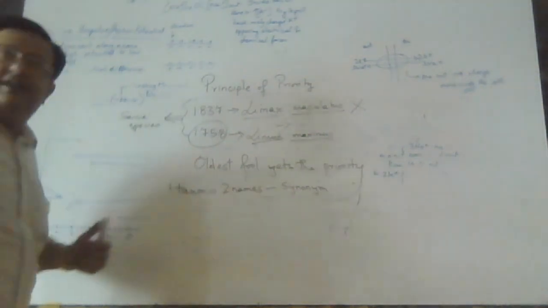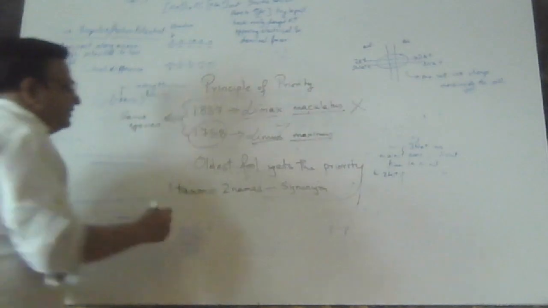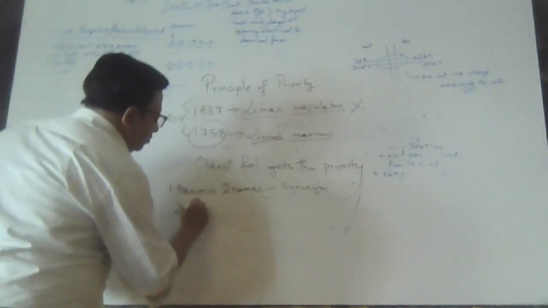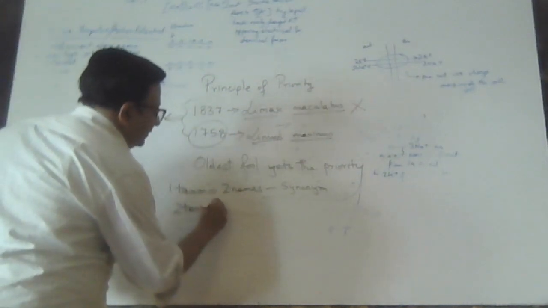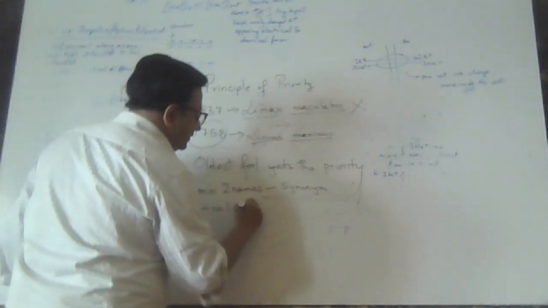You have its counterpart, the homonym. The counterpart is two taxa or two species with one name.